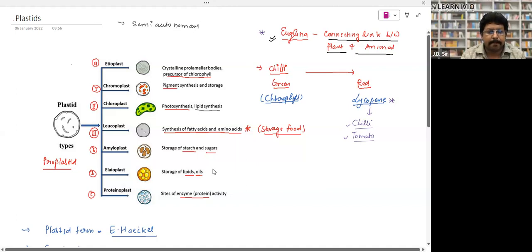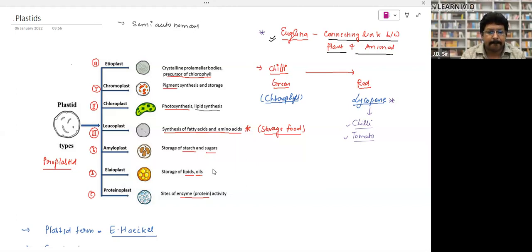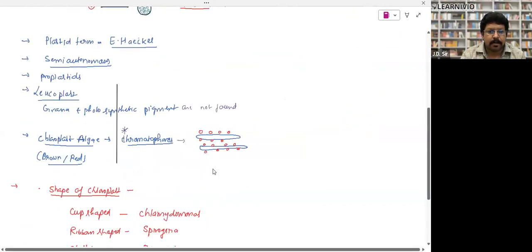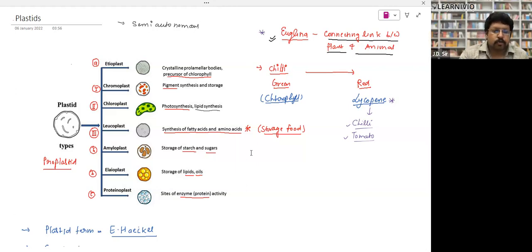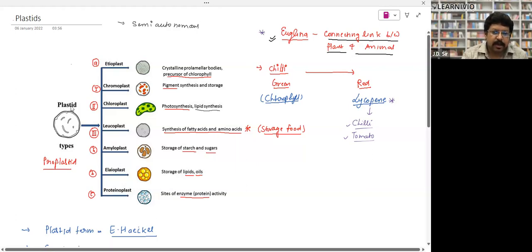Clear? Tell me, guys. Clear or not? Ram and Martin, what happened? Yes, sir. So please write down quickly. First, write down plastid and make the arrow and plastid out of three types. First, second, third. Then amylo, elaio, and proteoplast in front of leucoplast. Okay, sir.